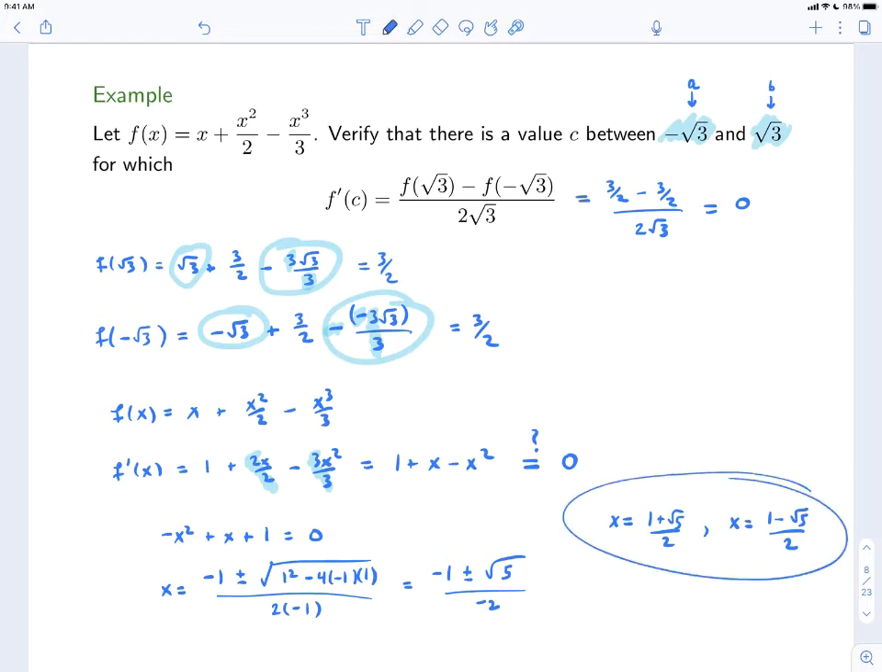Now, some of you might be familiar with this number right here. This is the golden ratio, which is showing up in this problem for no particular reason. It just happens to be here.